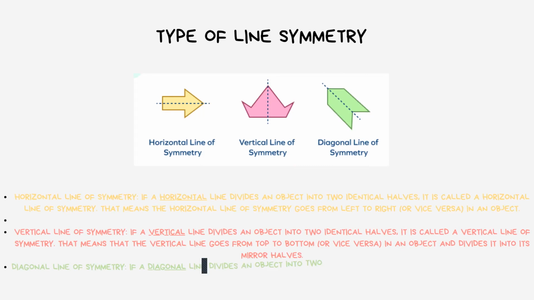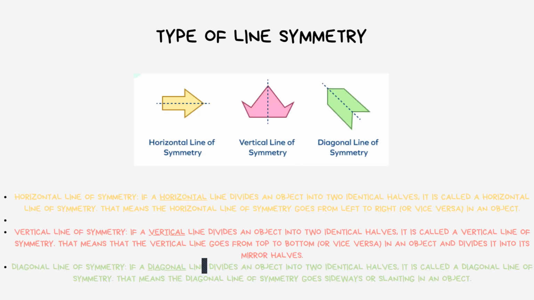Type of line symmetry. Horizontal line of symmetry. If a horizontal line divides an object into two identical halves, it is called a horizontal line of symmetry. That means the horizontal line of symmetry goes from left to right in an object.